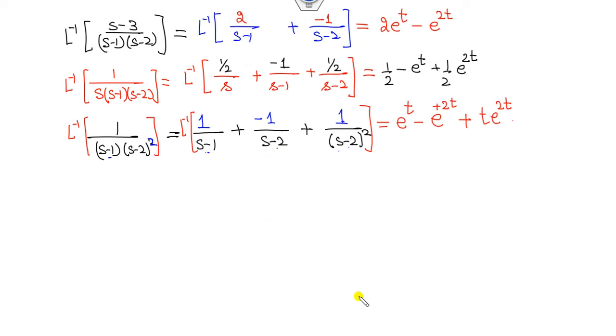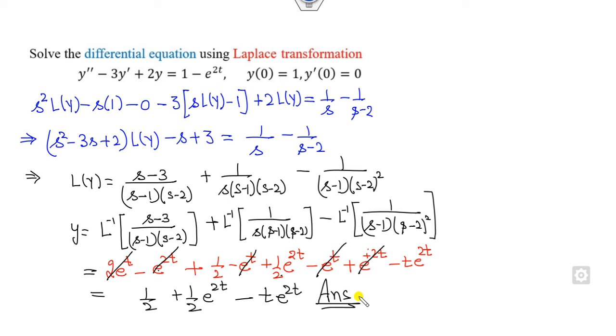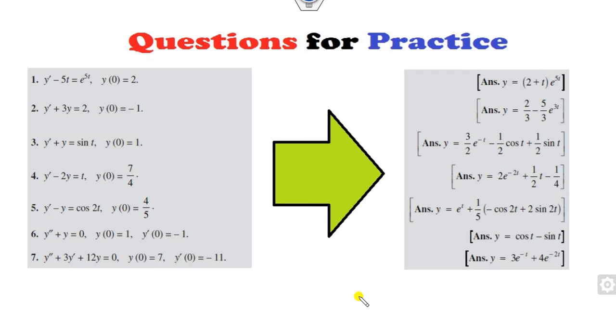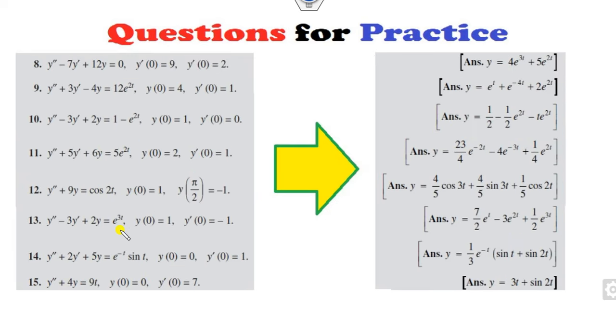So this is the way you can solve all these Laplace transformation questions in a very simple manner. These 7 questions and their respective answers are an exercise for you. Again, the total 15 questions I have put for you. You can solve them and let me know if you have any doubt in the comment box.